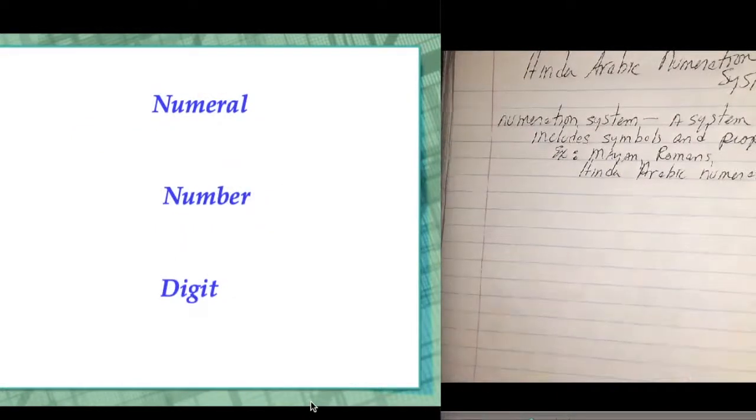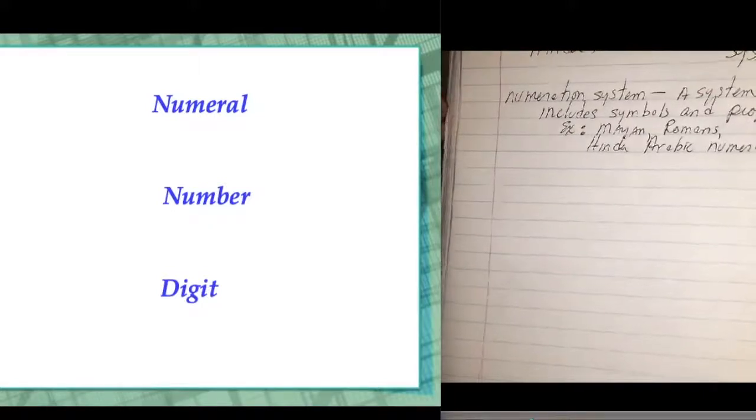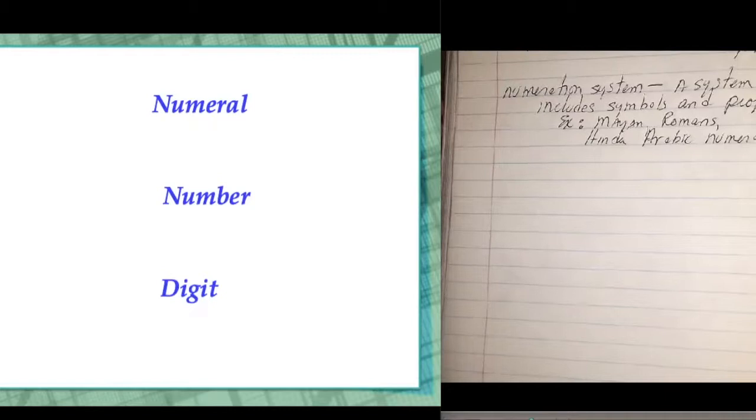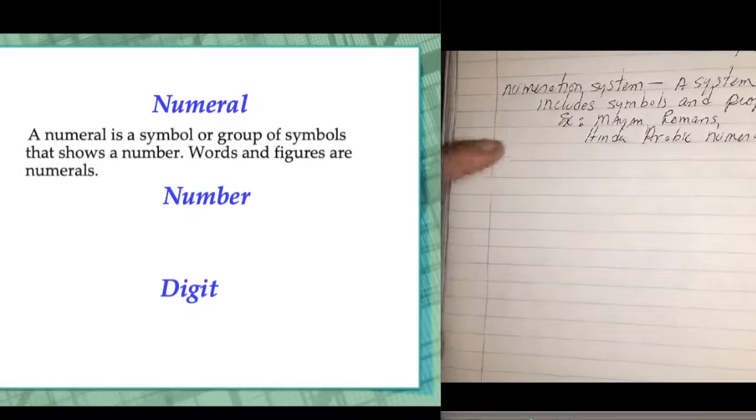Okay, so let's look at these three terms: numeral, number, and digit. Now these terms are not used very often. You never hear people saying, oh, the numeral. We always use the term number for everything, but it is incorrectly used. So let's look at the difference. Let's begin with numeral.